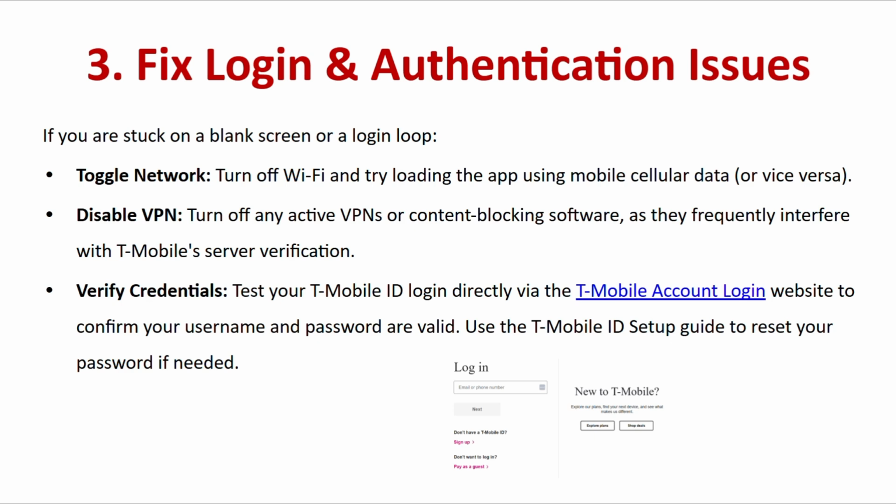Third, fix login and authentication issues. Turn off Wi-Fi and try loading the app using mobile cellular data or vice versa. Then turn off any active VPNs or content blocking software, as they frequently interfere with T-Mobile server verification. Now test your T-Mobile ID login directly via the T-Mobile account login website to confirm your username and password are valid. Use the T-Mobile ID setup guide to reset your password if needed.